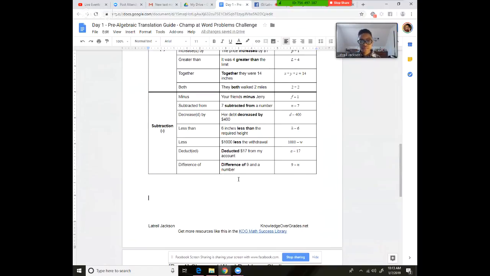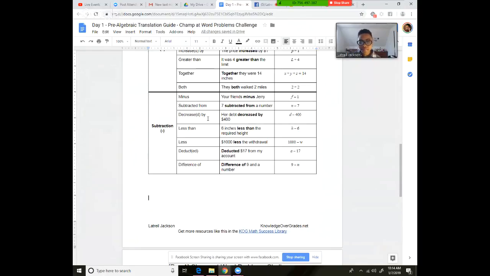So let's look at subtraction. Your friends minus Jerry. Okay, so I tried to make these realistic as possible so that you'll be able to visualize what's going on. Because when you're doing your word problems, these type of situations are going to show up in your word problems. Not all of them. Some of them I got a little creative, only because that's how we speak. Sometimes we do say minus in our verbal language. So your friends minus Jerry means bring all your friends, but don't bring Jerry. Okay, your friends. So F is friends minus one.